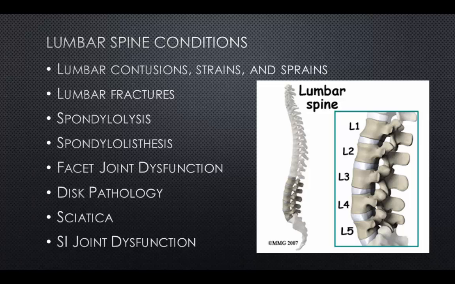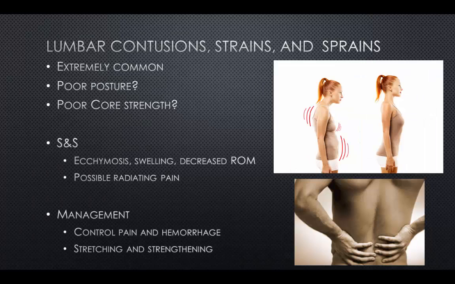Common lumbar spine conditions that will be discussed are lumbar contusions, strains, and sprains, lumbar fractures, spondylolysis, spondylolisthesis, facet joint dysfunction, disc pathology, sciatica, and SI joint dysfunction. Lumbar pain is very common. An estimated 75 to 80% of the population experiences low back pain resulting from mechanical injury to muscles, ligament, and connective tissue. Approximately 30% of children suffer from low back pain.